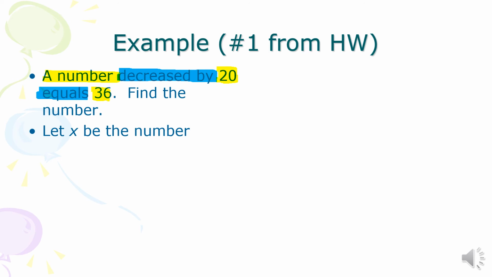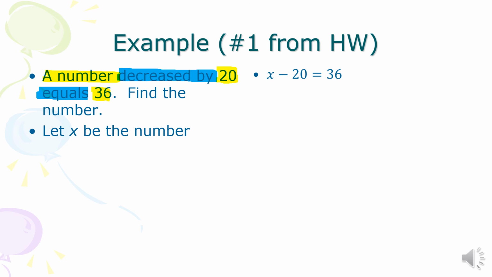From here, I need to set up an equation based on what I highlighted. So I'm looking at what I highlighted, and I see a number. A number is represented by X. Decreased by means to subtract. 20 is 20, equals is equals, and 36 is 36. That's how I come up with my equation. X minus 20 equals 36.